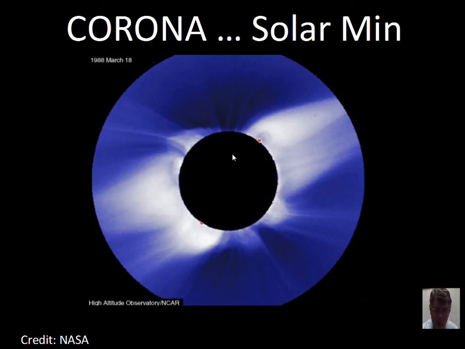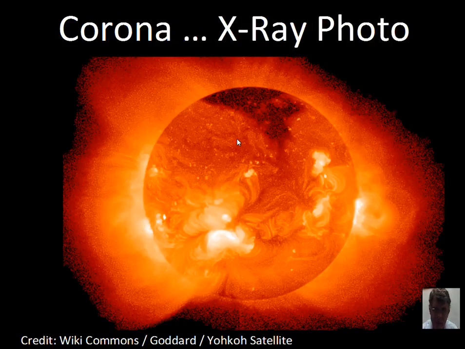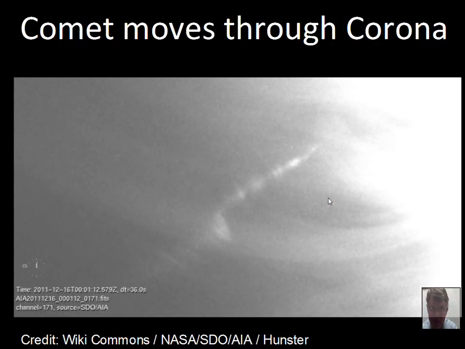Another picture here of the corona during a minimum in sunspot numbers. And here we have an X-ray photograph of the photosphere. And again, up above the photosphere for some of these arches, these prominences. Again, where it's bright here, that's hotter material emitting X-rays.